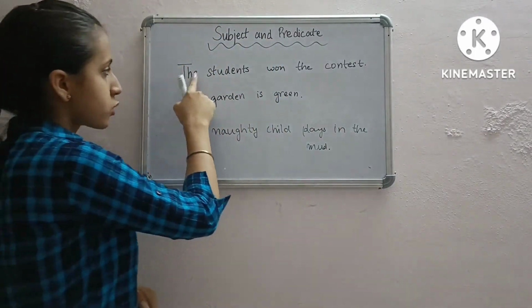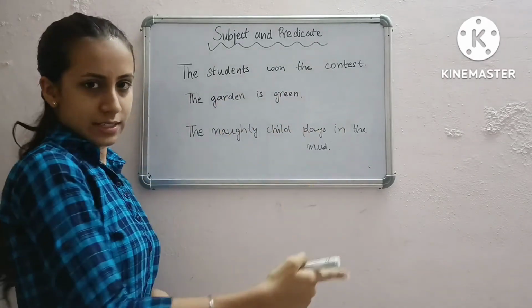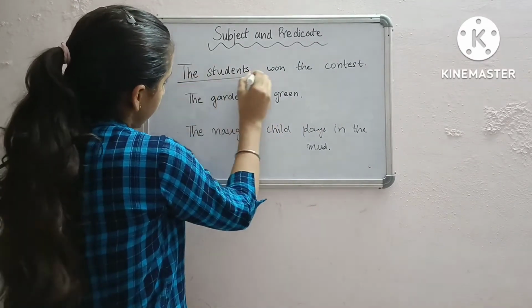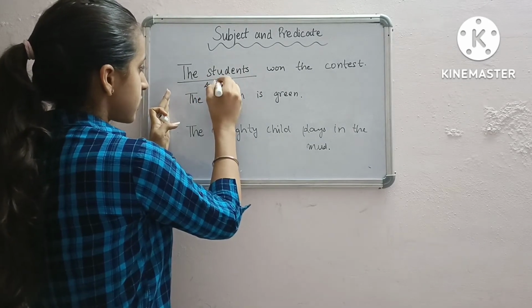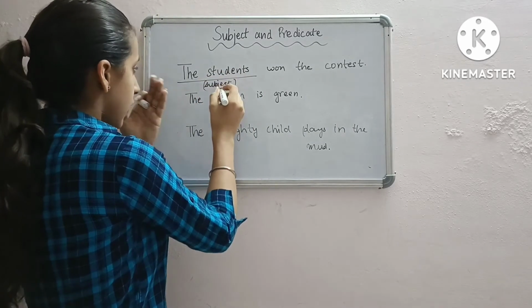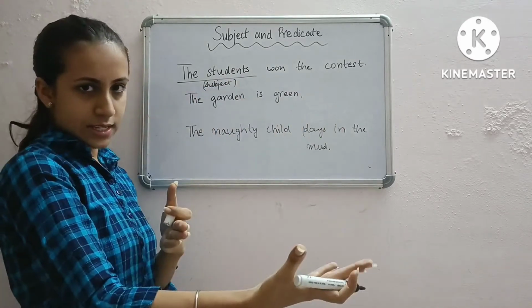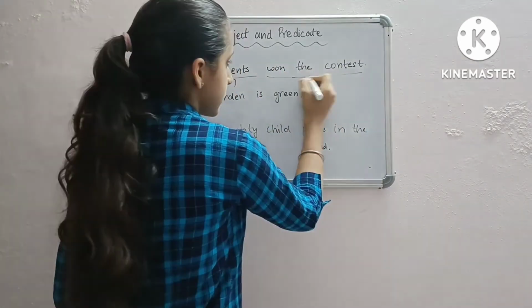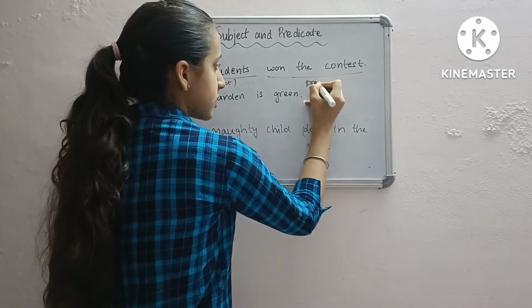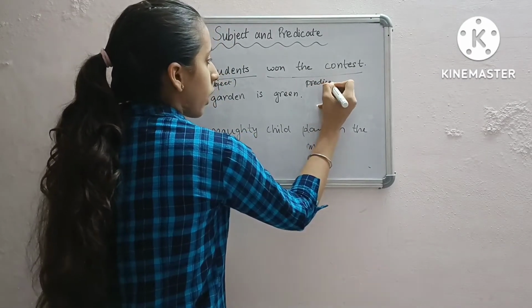The first one: the students won the contest. We know that the students is the subject. Why is it the subject? It is the subject because it's telling us what the sentence is about, that is, about the students. And this whole part is the predicate. Why? Because it's telling us something more about the students.